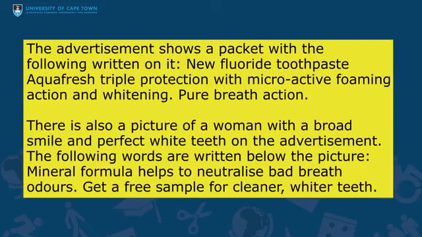So now we write a detailed description of the picture and all the information that is given on the packet and in the advertisement. For example, the advertisement shows a packet with the following written on it: New fluoride toothpaste, Aquafresh, triple protection with microactive foaming action and whitening, pure breath action. There is also a picture of a woman with a broad smile and perfect white teeth on the advertisement. The following words are written below the picture. Mineral formula helps to neutralize bad breath odors. Get a free sample for cleaner, whiter teeth. Learners can now answer all the questions from the text.